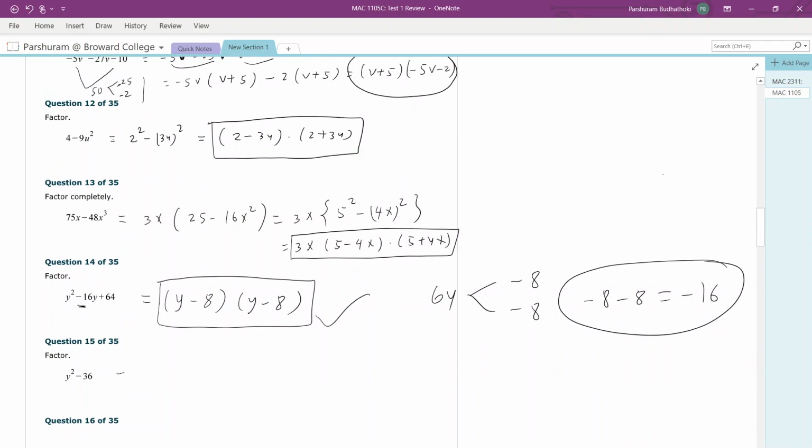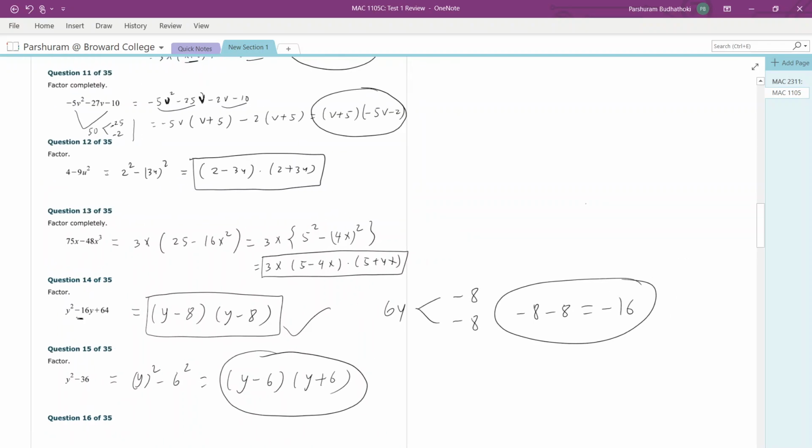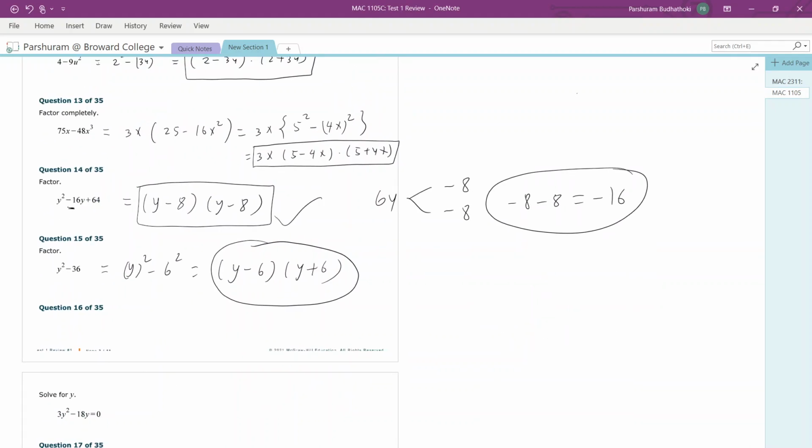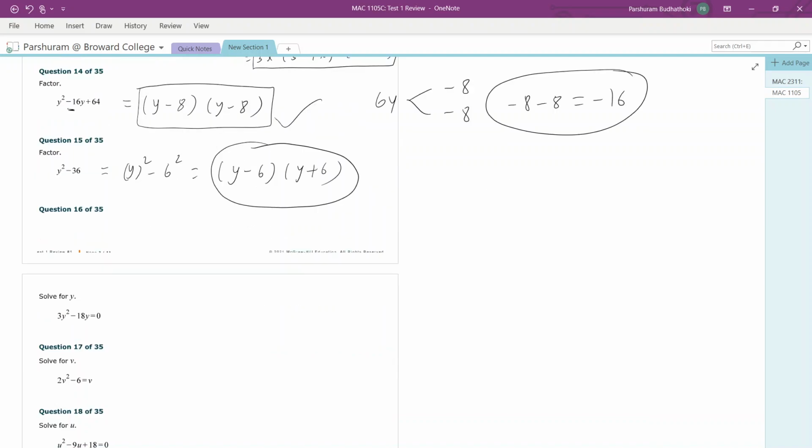Problem 15 can be written as y squared minus 6 squared, which once again is a difference of squares. So I can write y minus 6 and y plus 6 as the two factors for this problem. Let's go to problem 16.